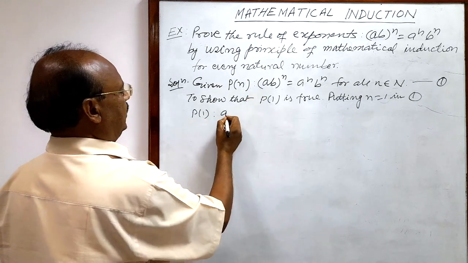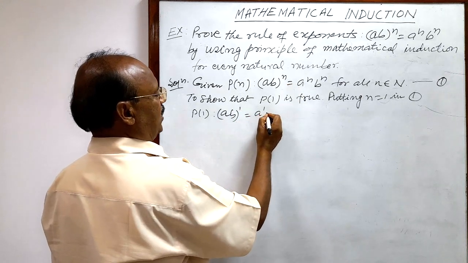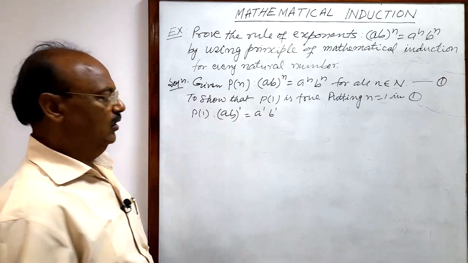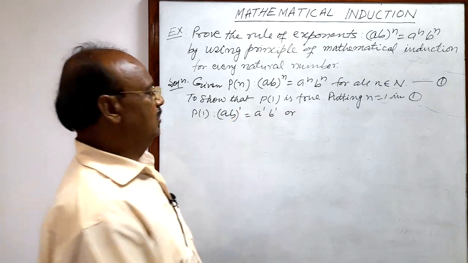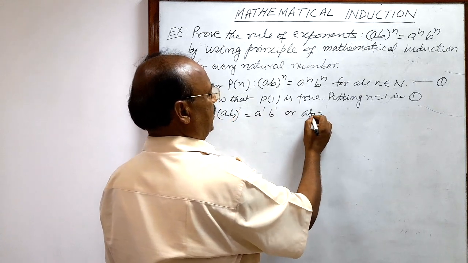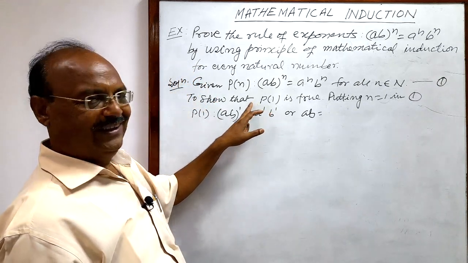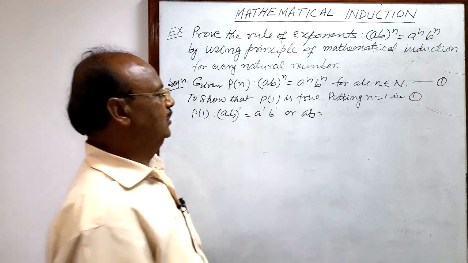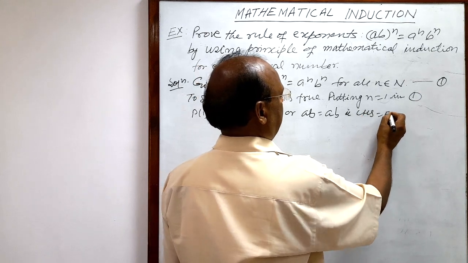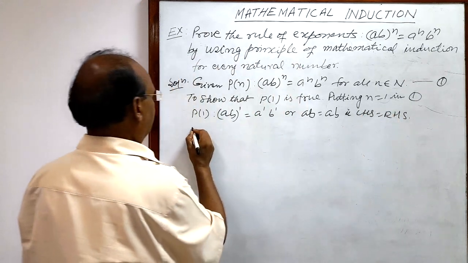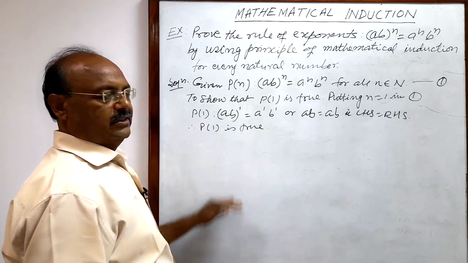Here the left hand side will be (ab) whole to the power 1, and the right hand side is a to the power 1, b to the power 1. The left hand side is simply a into b because the power is 1. Similarly, in the right hand side also this is a into b, since a to the power 1 is a and b to the power 1 is b. So LHS is equal to RHS. Therefore P1 is true. So this is the first step.